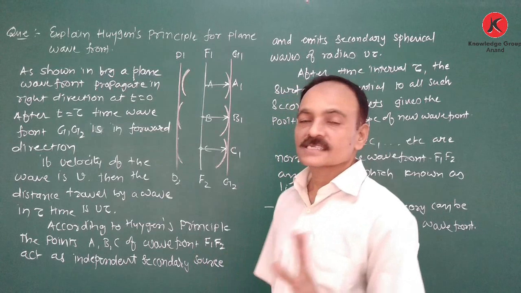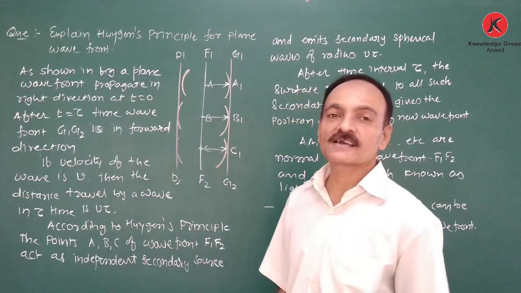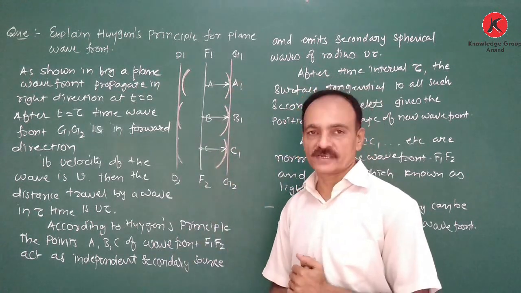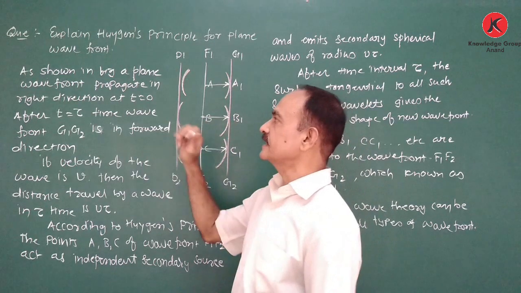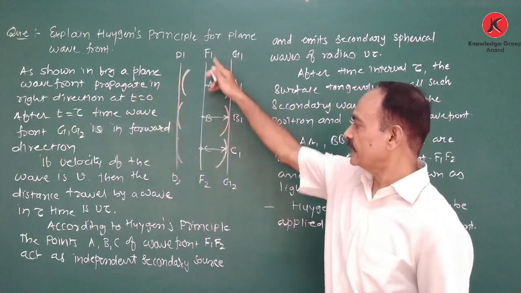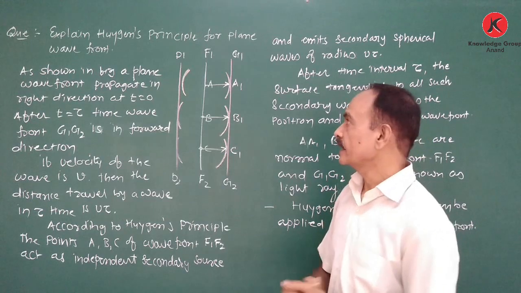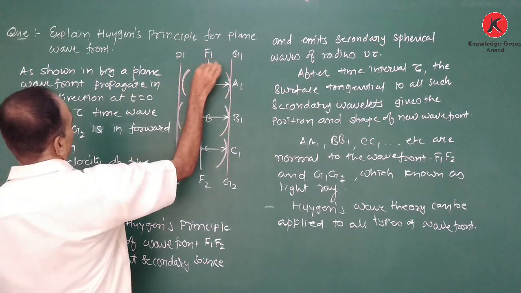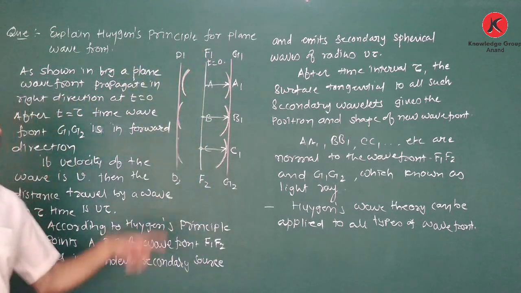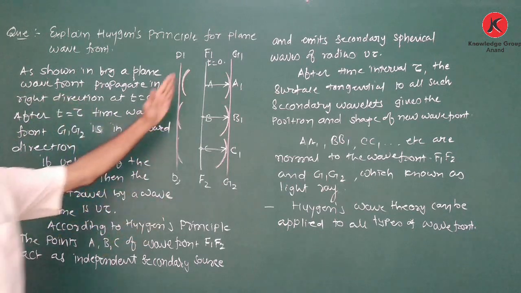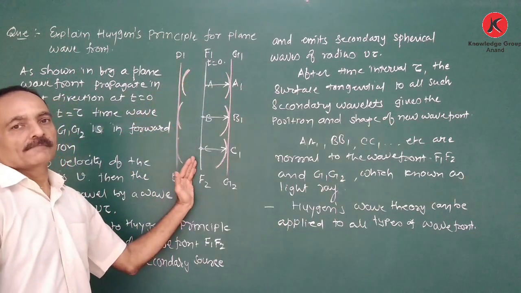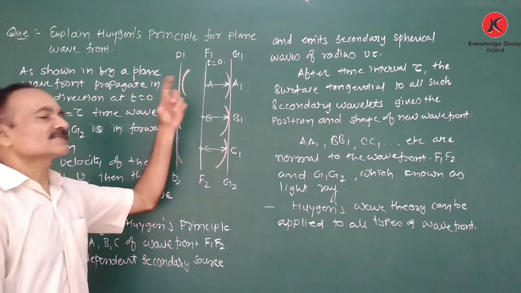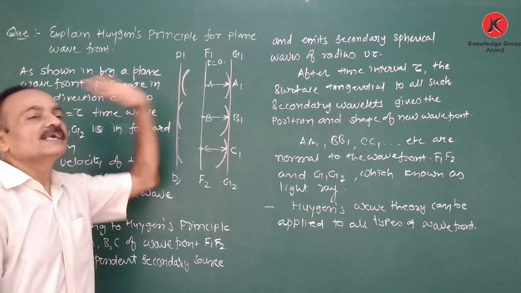Now, we just discussed the Huygens principle for the spherical wave. Now, how do we explain the Huygens principle for the plane wavefront? For that purpose, in the figure, the plane wavefront F1, F2 is shown. F1, F2 is the plane wavefront at time t equal to 0. According to the Huygens principle, all the points of this plane wavefront act as independent secondary sources and produce secondary spherical waves.